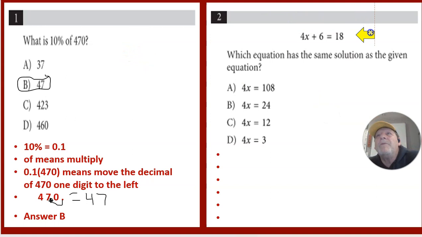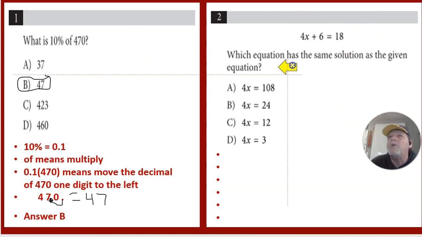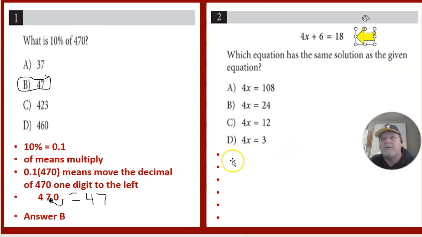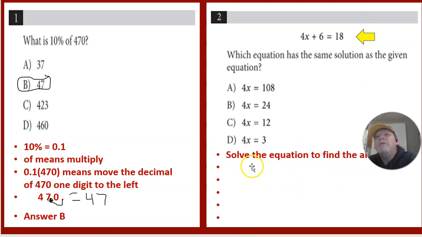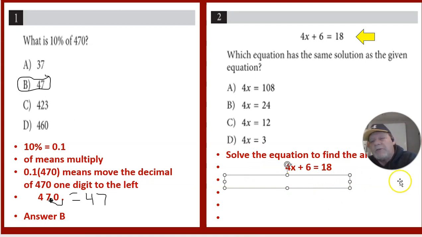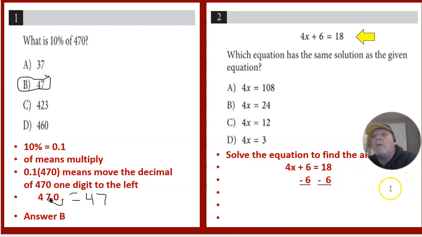Now we go to problem number 2. It says, if 4x plus 6 equals 18, which equation has the same solution as the given equation? Well, let's take this equation and start solving it step by step. So your first step would be to write the equation down, and then afterwards you're going to use what's called the subtraction property of equality and subtract 6 from both sides. When you do that, this 6 actually crosses out.